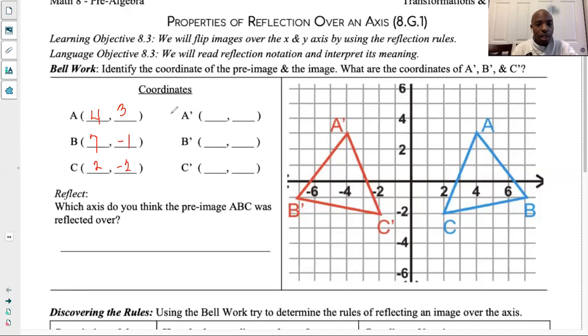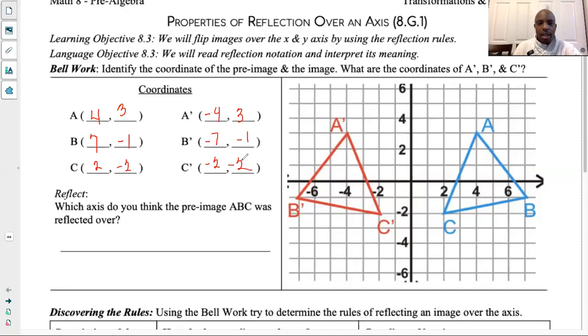And then when you went over to look at A prime, A prime would have gave you (-4, 3). B prime would have gave you (-7, -1). And finally, C prime would have gave you (-2, -2).